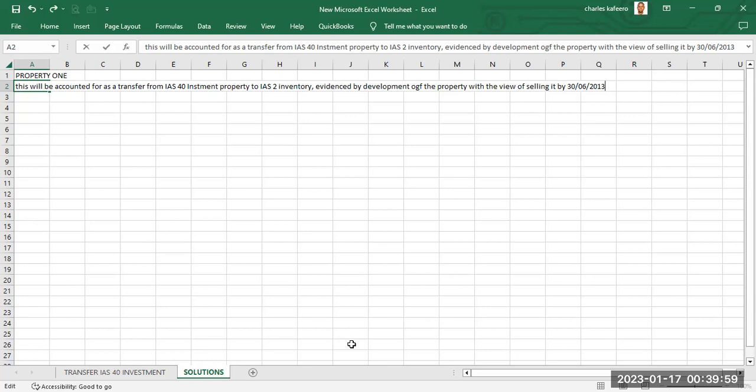And try to zoom in a bit. By 30th June 2013.